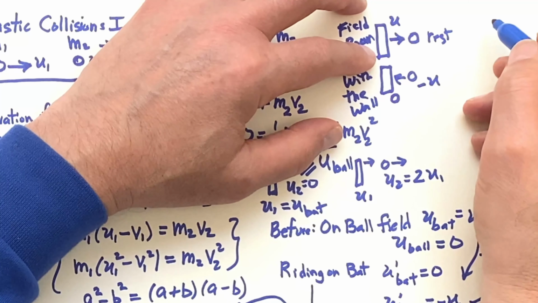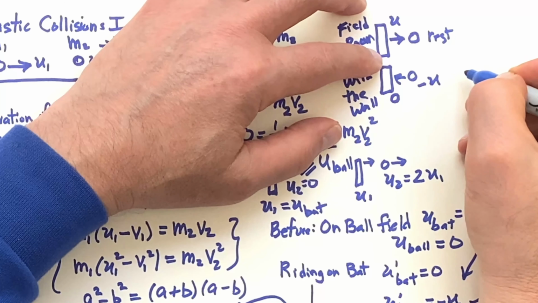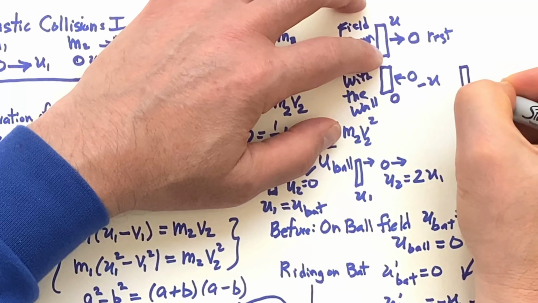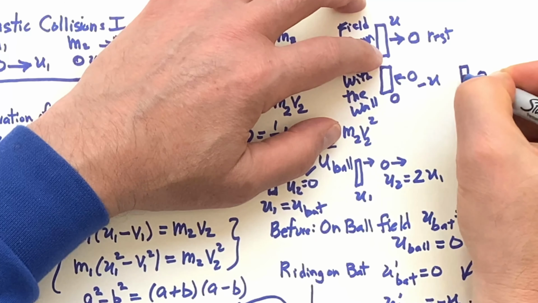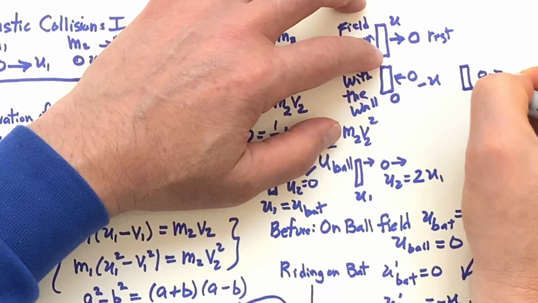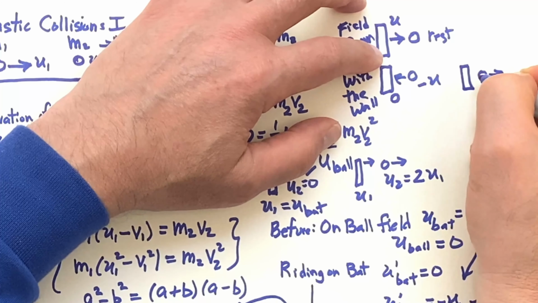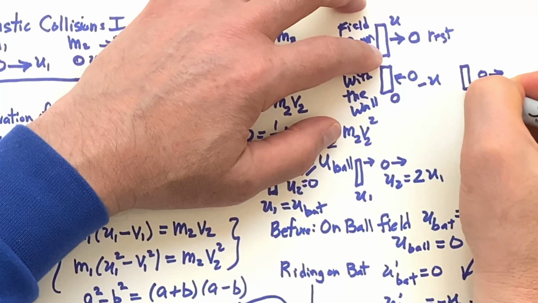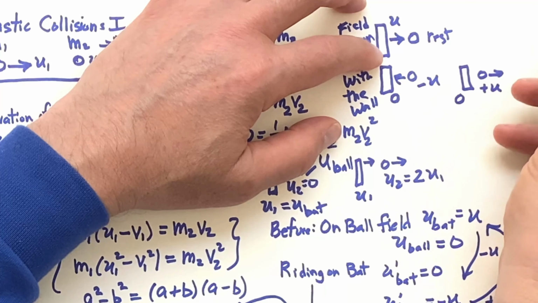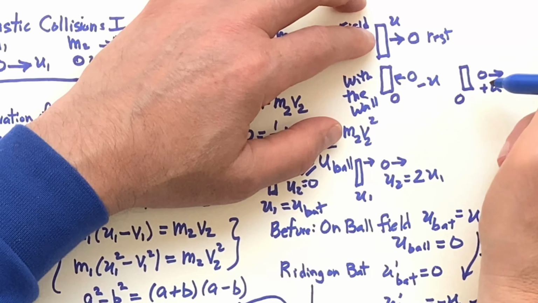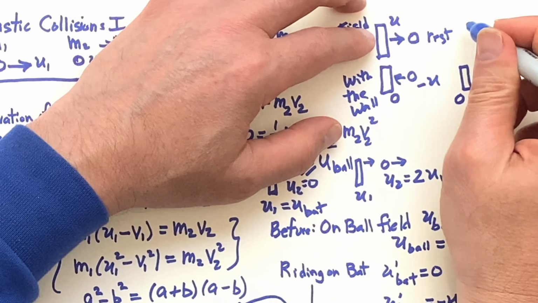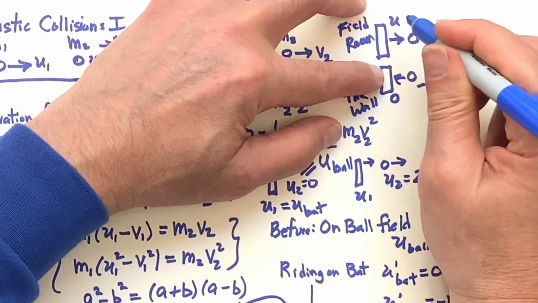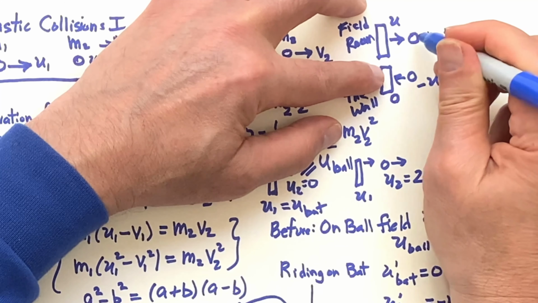Then, if you're moving with the wall, the wall's still stationary, but the ball just bounces back. It's like coming against a brick wall. You're just going to bounce back with a plus u, and the wall's still at 0. But remember, to go from this frame to our first frame up here, we need to add u. Remember, 0 plus u to get u, minus u plus u to get 0.